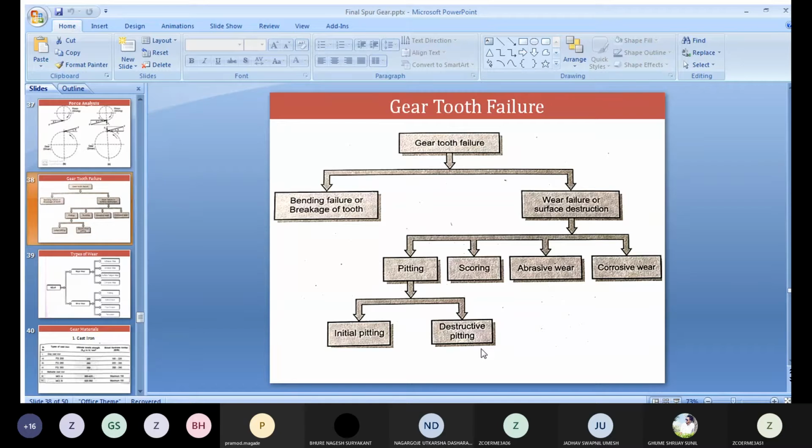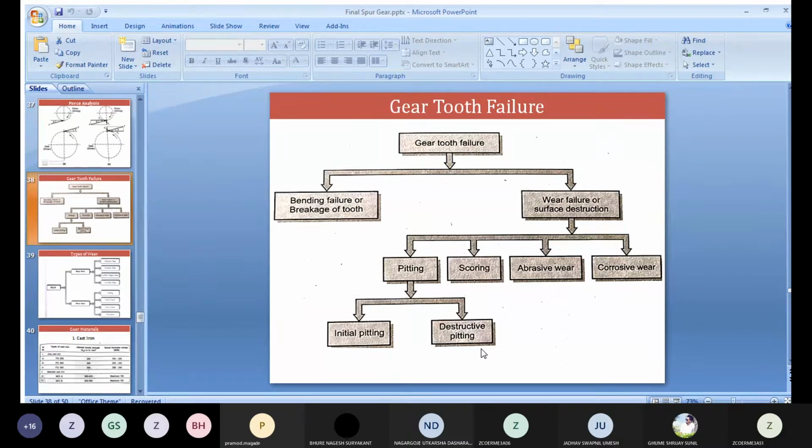Why? Because it can be avoided. So if bending happens, with the help of a hammer I can straighten the teeth, and again we can reuse it, correct? I can mold it again as per the original shape, so we can use it. But in case of wear failure we cannot use it. The ultimate outcome of wear failure is breakage.